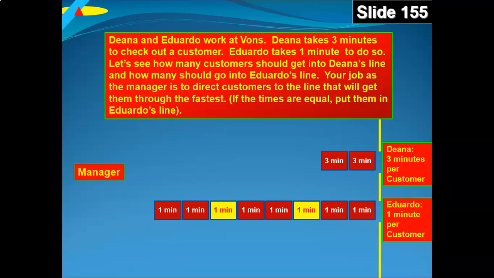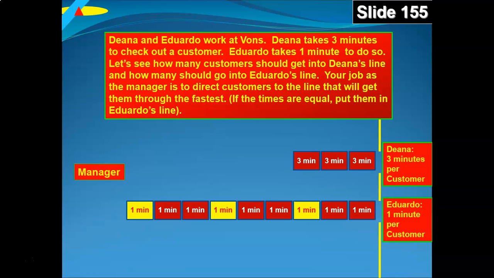Next customer is going to take 9 minutes in Eduardo's and 3 plus 3 plus 3, or 9 minutes in Dina's. So we're going to send this customer, we said, if it's a tie, to Eduardo. Now the next customer would take 10 minutes to get through Eduardo's line, but 3 plus 3 plus 3, or 9 minutes through Dina's, so we're going to send this customer to Dina's line.